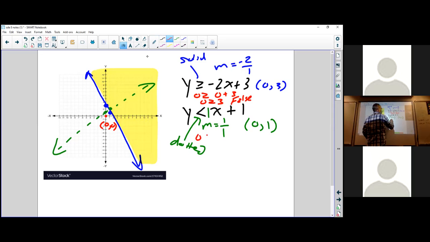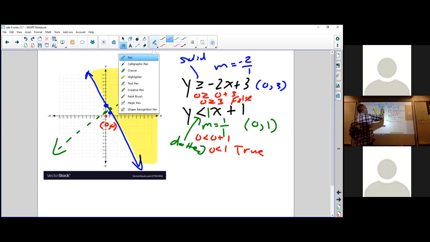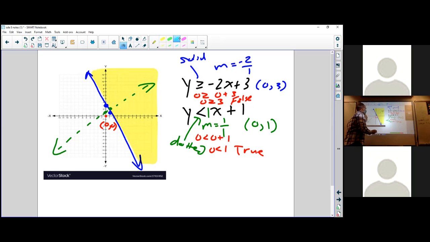All right, so 0 is less than 0 plus 1. Is 0 less than 1? Is that true or false? 0 less than 1 or is it greater than 1? Less than 1. So this is true. Okay, so if 0 is less than 1, it means I'm going to shade underneath here.